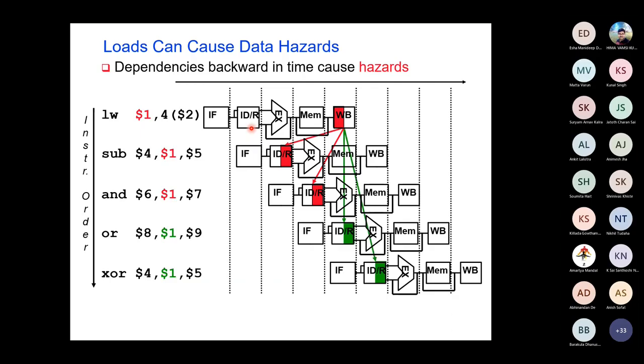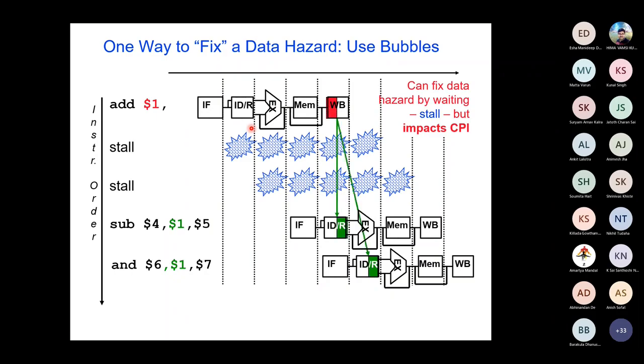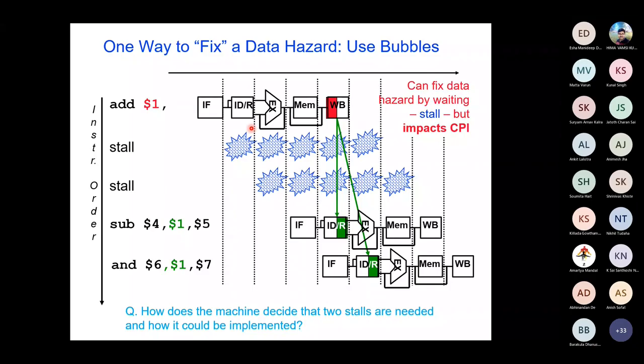And these two are okay by the half cycle case. So one possibility we have already discussed, that's pushing them. 2 stalls are needed. Another question is how the machine decides that 2 stalls are needed and how it could be implemented. We'll come back to that issue later. Just now, let me just finish this. That may be done in compile time or run time. So that's just by pushing.